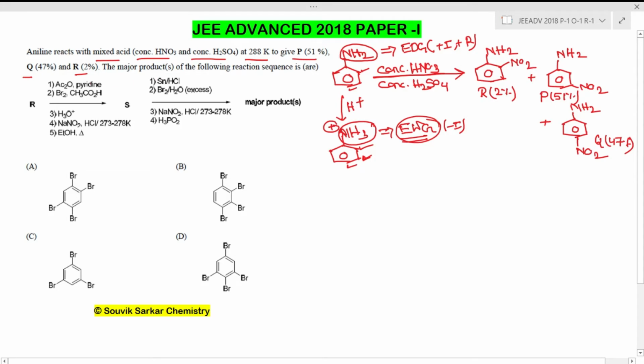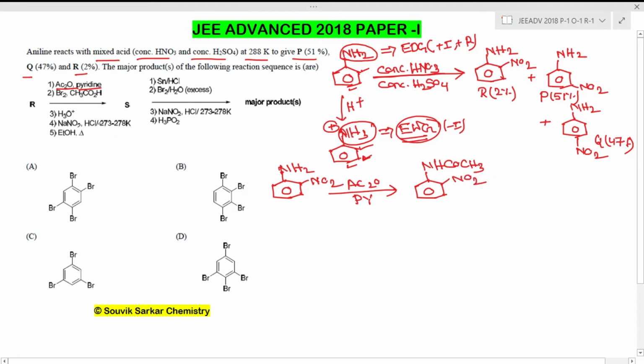Now the next step. So we have R, that is our ortho-nitroaniline. Now we are reacting it with, first one, acid anhydride in pyridine. If you react this with acid anhydride and pyridine, we will protect this amino group and it will form this acid anilide, NH COCH3 and NO2.